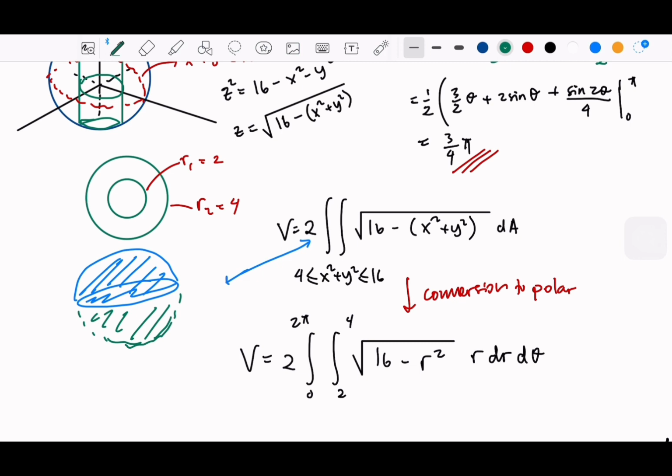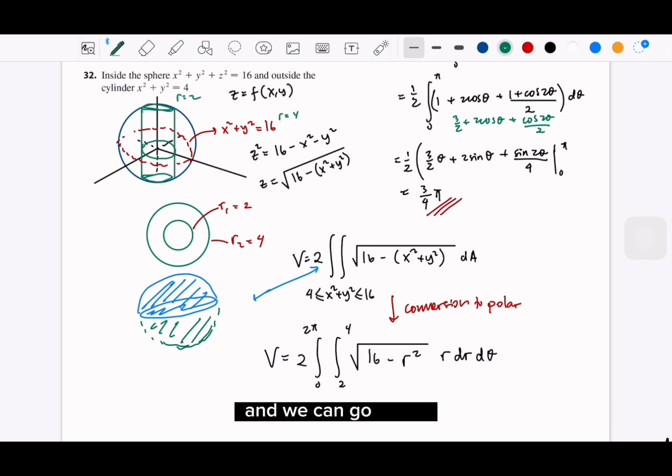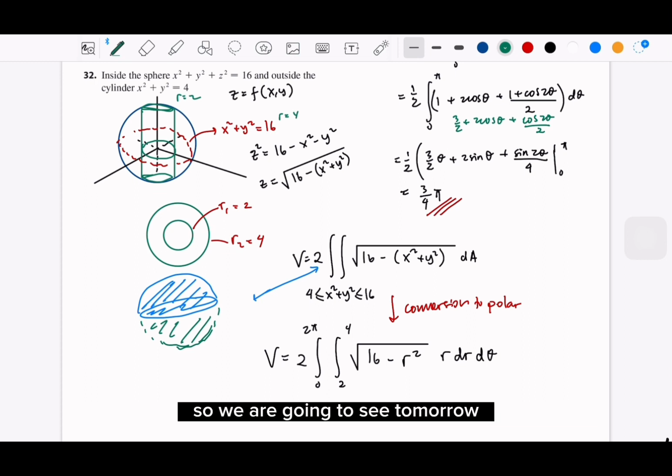Okay, we can continue tomorrow for more practice, and we can go to what we call the Jacobian transformation, which basically, this r dr d theta is also coming from the same transformation, the Jacobian. So we are going to see that tomorrow.